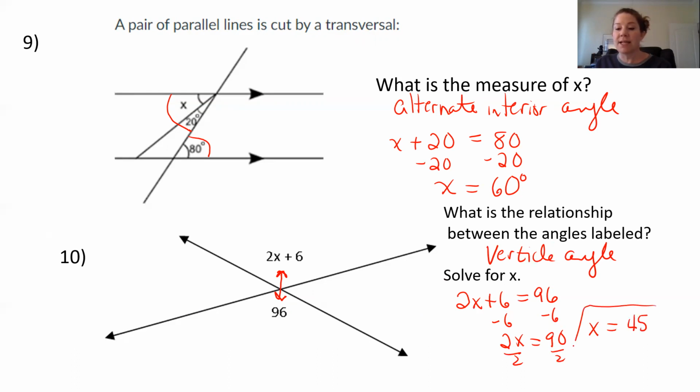Not 45 degrees because the entire angle is 96 degrees, right? But X is 45. So 2 times 45 is 90 and 90 plus 6 is 96. So that is correct. All right, you guys, that's it.